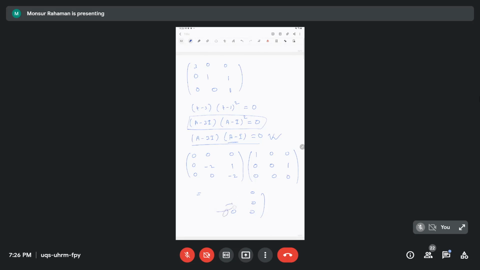So let's try. Obviously this will be 0 because this row is 0. For this one, this is 0, this is 0, but there is a problem: for this one it is minus 2, so you don't need to check anything else. Obviously this is not a zero matrix, so this is not the minimal polynomial. So the only possibility left is this one. This is the minimal polynomial, which is the characteristic polynomial as well.